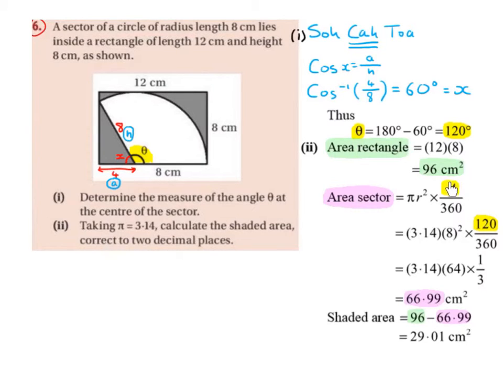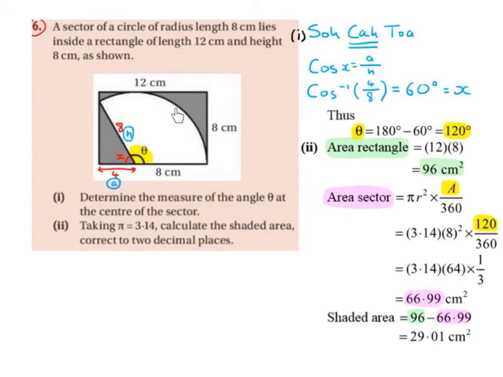And we got the angle to be 120 degrees. And we know that the radius is 8. So we're going to have pi to be 3.14 because that's what they told us to have it as in the question. So we have 3.14 times 8 squared times 120 over 360. 8 squared is 64. 120 over 360 is a third. And 3.14 times 64 times a third is going to be 66.99 centimeters squared.